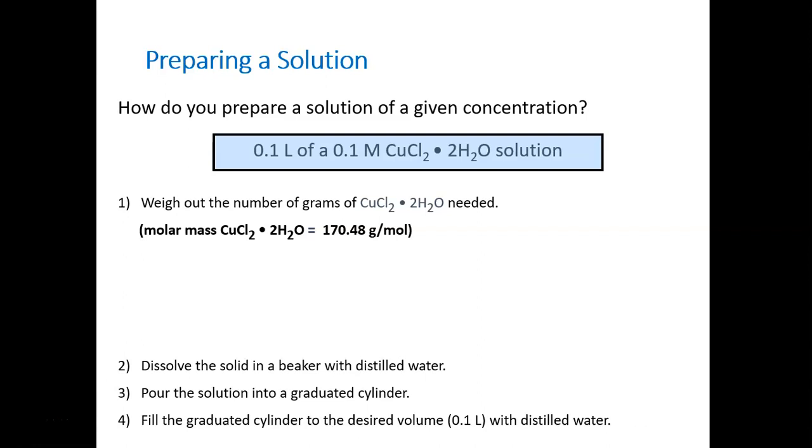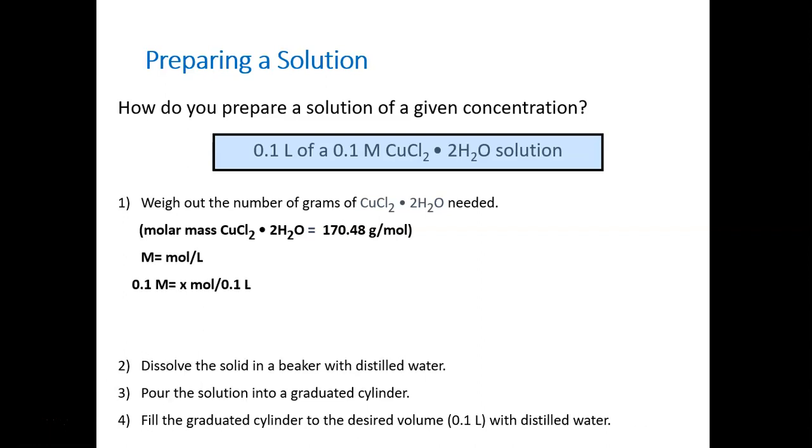concentration. So if I wanted to make 0.1 liters or 100 milliliters of a 0.1 molar copper chloride dihydrate solution, the first thing that I'd have to do is weigh out the number of grams that I need. So I have to figure out how to calculate that, okay? So here's how I would do it.